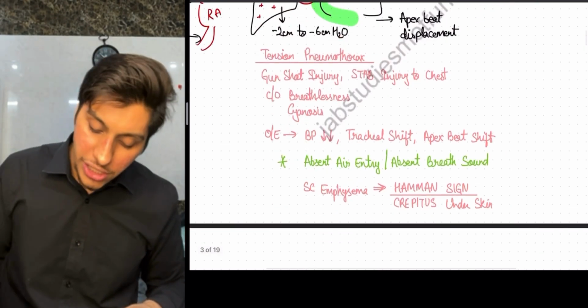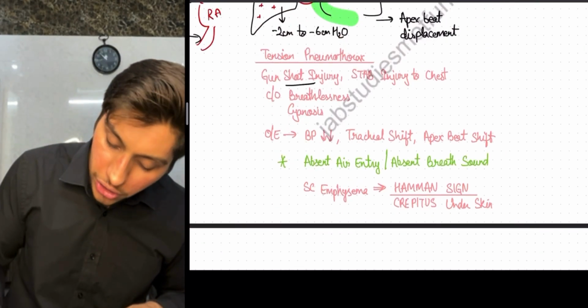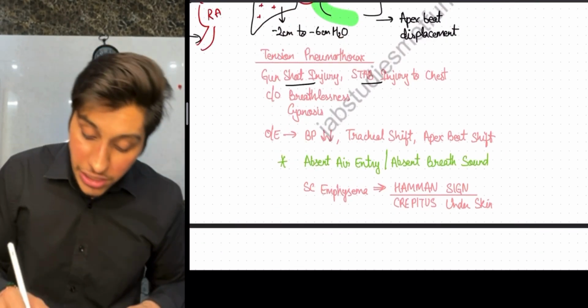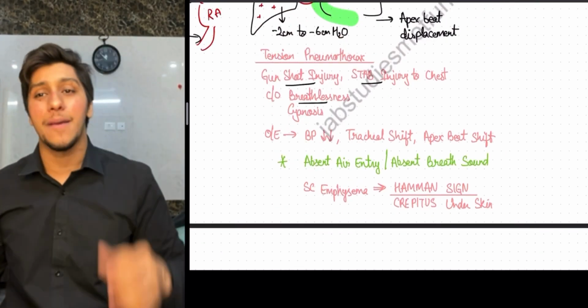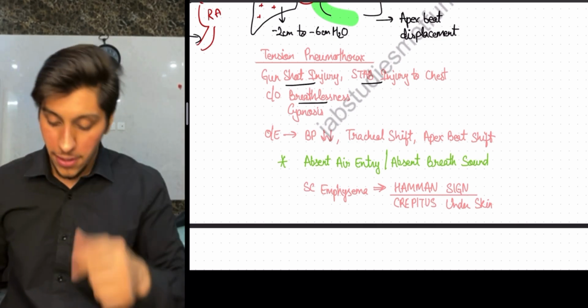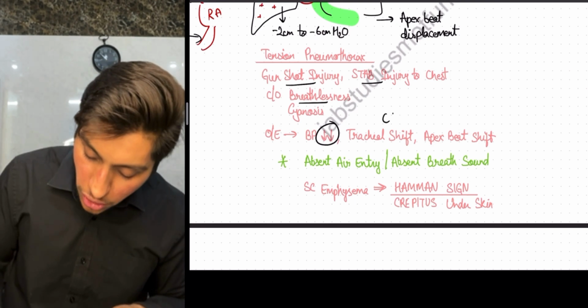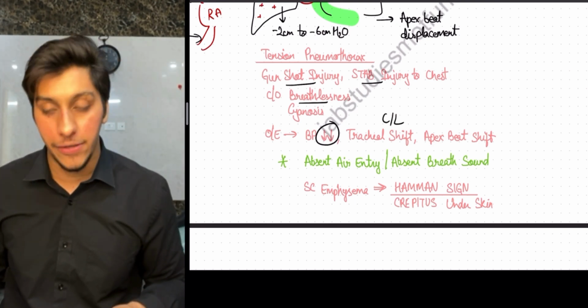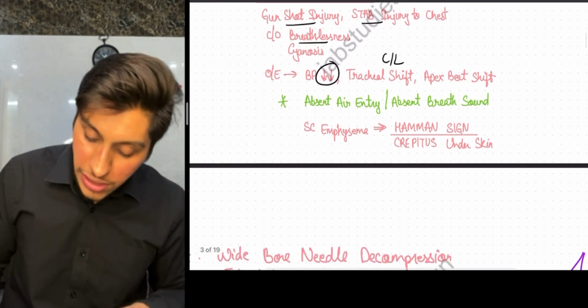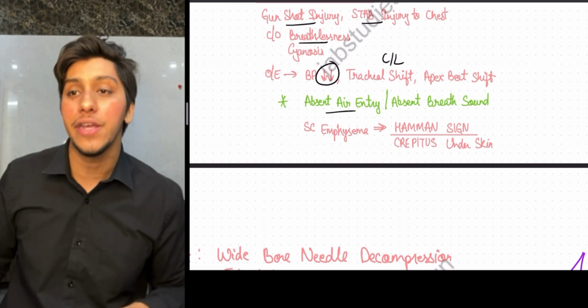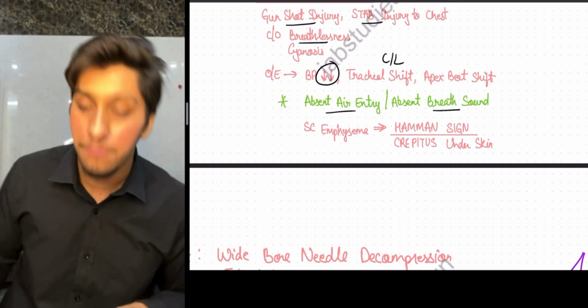So what are the tension pneumothorax features, guys? History of gunshot or stab wound injury. Patient is going to come with respiratory distress, breathlessness, cyanosis. You will have hypotension, tracheal shift to the contralateral side, and apex shift. On the examination, if you see on X-ray, you will see absent air entry. On auscultation, you will have absent breath sounds.